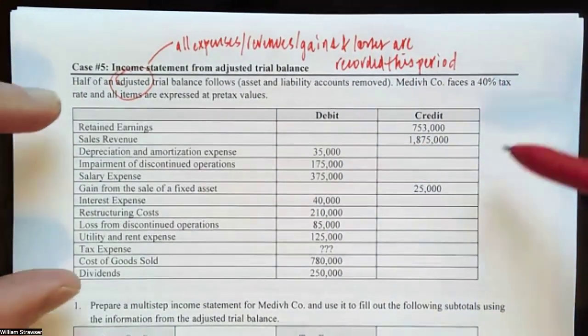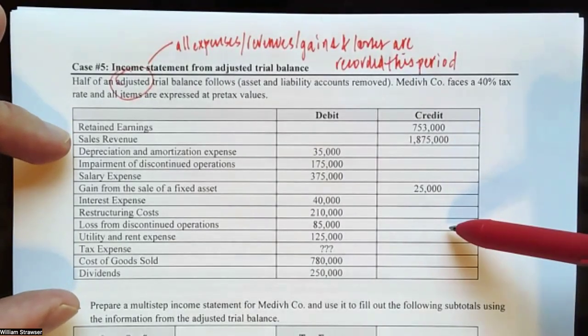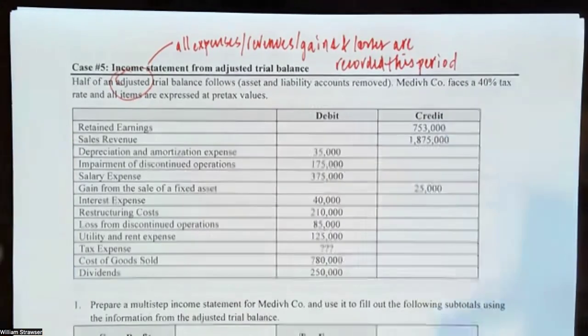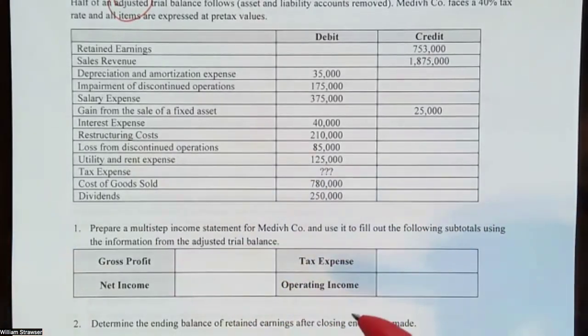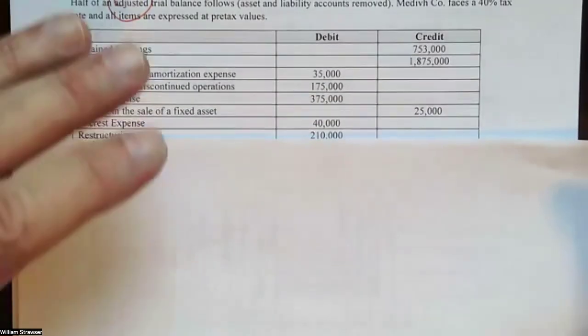Right. So this gives us all the income statement information we need to prepare an income statement. We just have to put it in the right order. And that's what the first piece is asking you to do. It asks you to identify what the gross profit, the tax expense, the operating income, and the net income are for this particular company. So we'll jump on that task first.